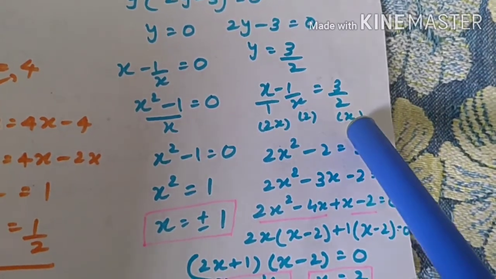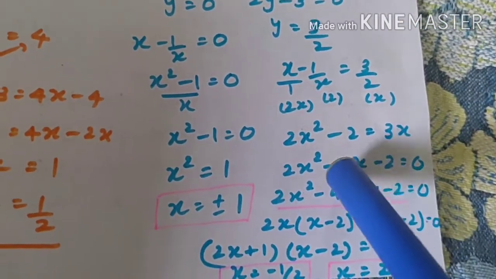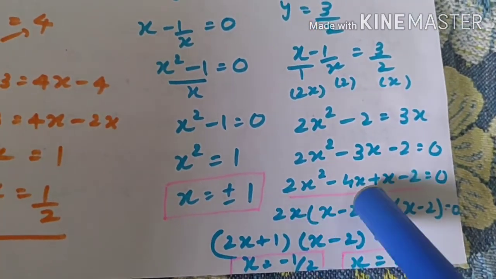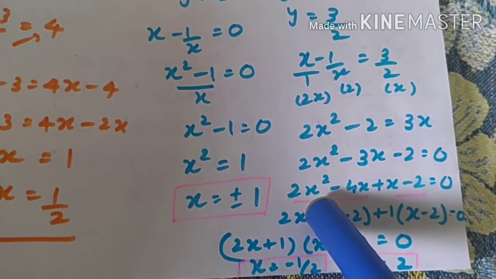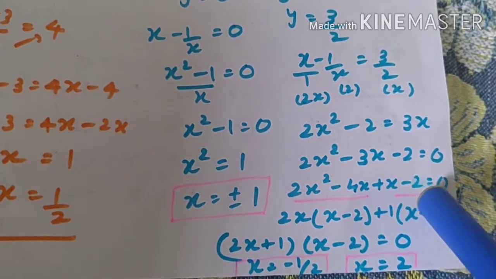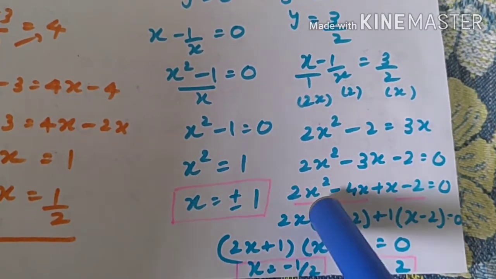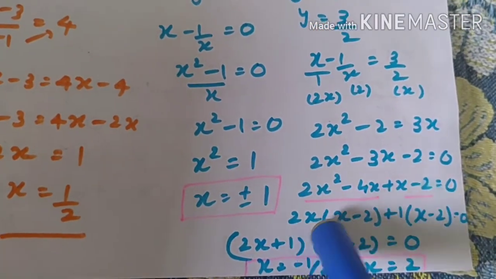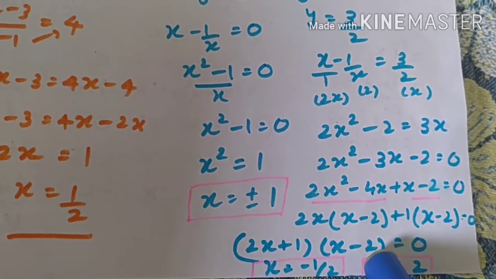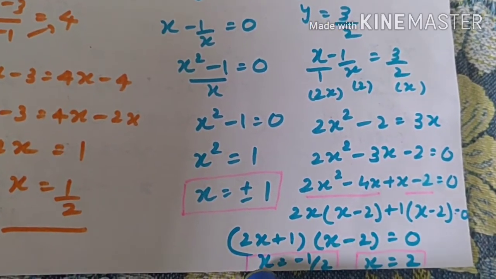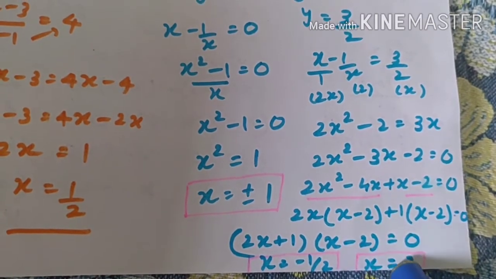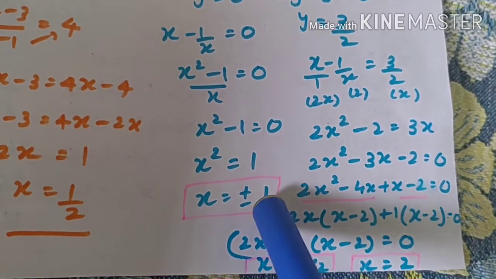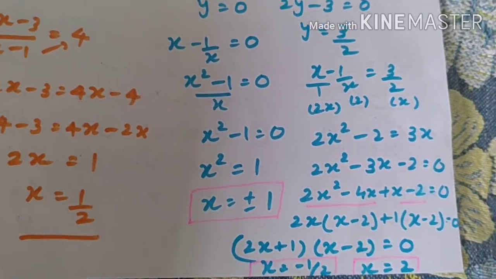Here we have to take the LCM to make it linear first, and then after we get it in linear form, we have to factorize it again to get our answer. Then you can see 2x square minus 4x plus x minus 2 is equal to 0. So 2x common, (x minus 2) plus 1 common, (x minus 2) is equal to 0. So (2x plus 1) in one bracket, (x minus 2) in one bracket is equal to 0. So here I get x value minus 1 by 2 and x is equal to 2. So again I get 4 answers here: plus or minus 1, minus 1 by 2 and 2. Thank you.